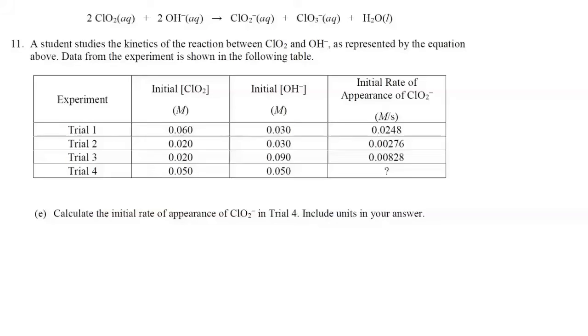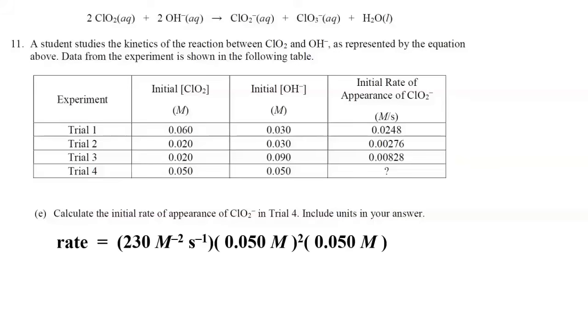Since I already know the rate constant, which is 230, and there are my units, molarity to the negative 2 power times second to the negative 1, I multiply by the concentration of ClO2 squared, because it's second order with respect to that chemical, and then times the concentration of hydroxide. When I do this math, I get 0.0288 when I round this off to three significant figures. All right, so there is my unit for rate, which is molarity per second. So that value, 0.0288 molarity per second, is my answer to part E.